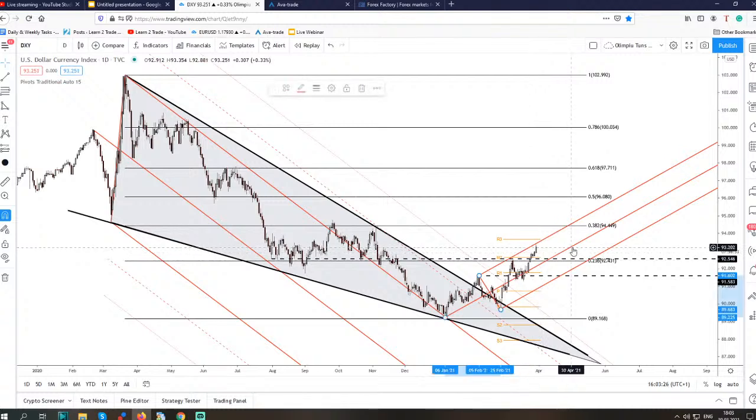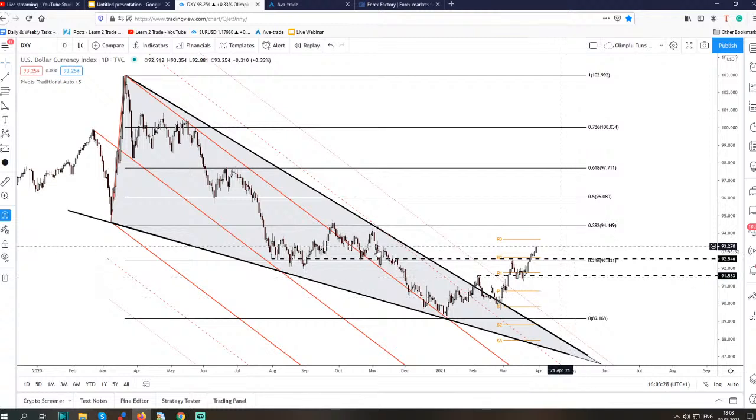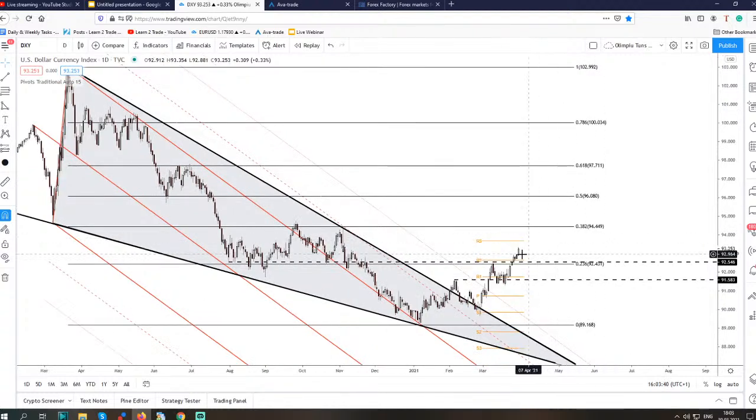Okay, so if we measure this falling wedge pattern, the dollar index may increase, and technically it is expected to increase, and it could approach this 61.8% retracement level, maybe the 98 psychological level in the upcoming period. Okay, so the dollar index is strongly bullish in the short term. That's why the US dollar continues to increase versus the euro.